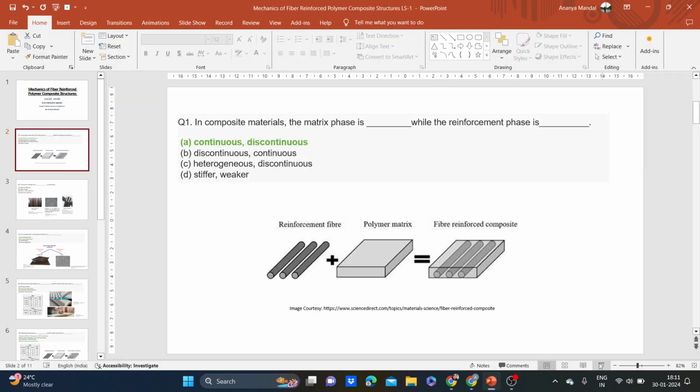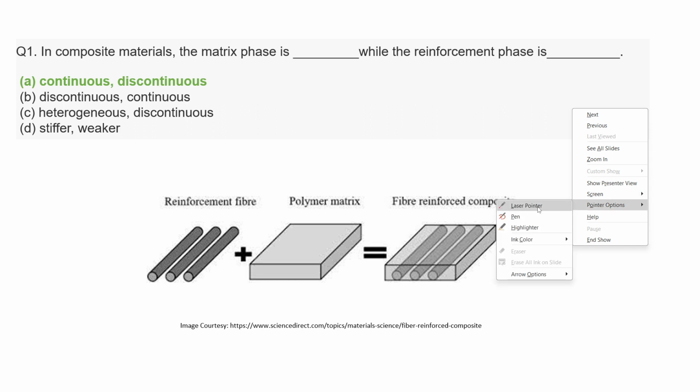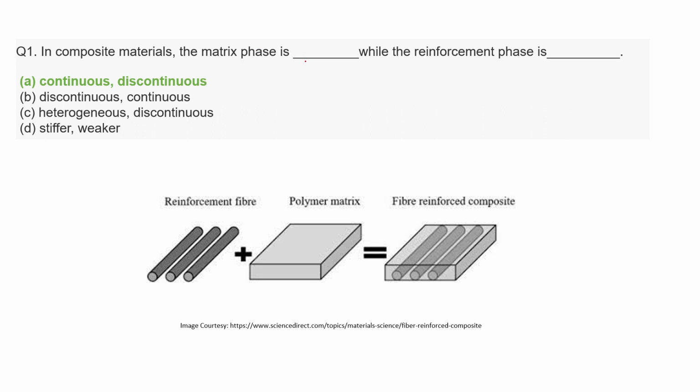As defined in the class, continuous phase are those which at any point you will find it. As you can see the cross section here, you can see all these reinforcements are separate, but the matrix phase is all continuous. So the answer for this question will be that the matrix phase is continuous and the reinforcement phase is discontinuous. That is option A.